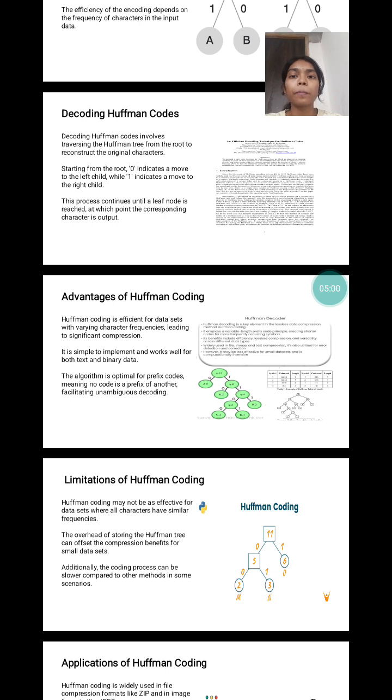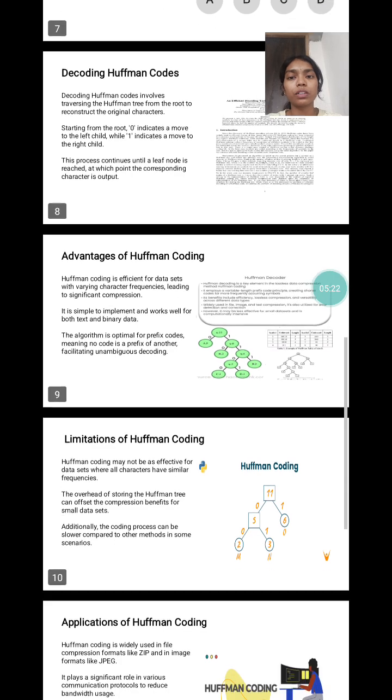Here, starting from the root, when we get a 0 value we move to the left child, and when we get a 1 value we move to the right child. This process continues until a leaf node is reached, at which point the corresponding character is output.